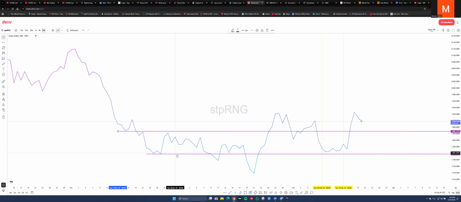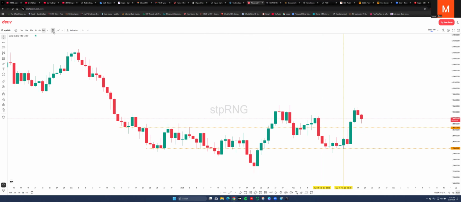Oh, this is not the line I used to use. Let me change it. Okay, this one. Let me change this. All right, let's change it back to candles. Let's see where we do that line. Okay, so this is where our line interacted, and this is where our line is.